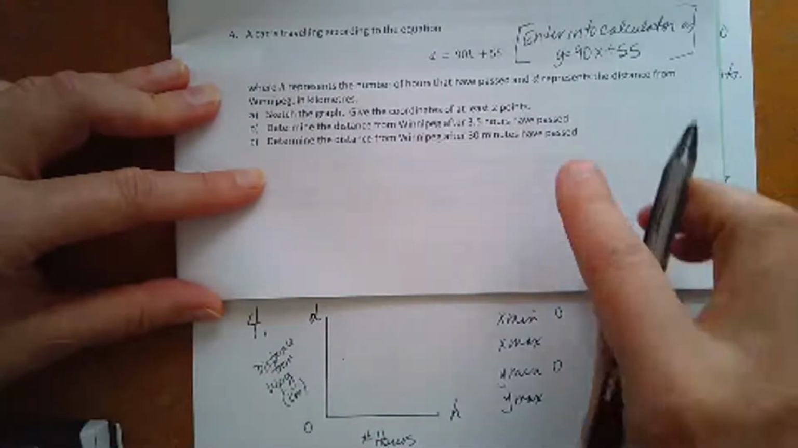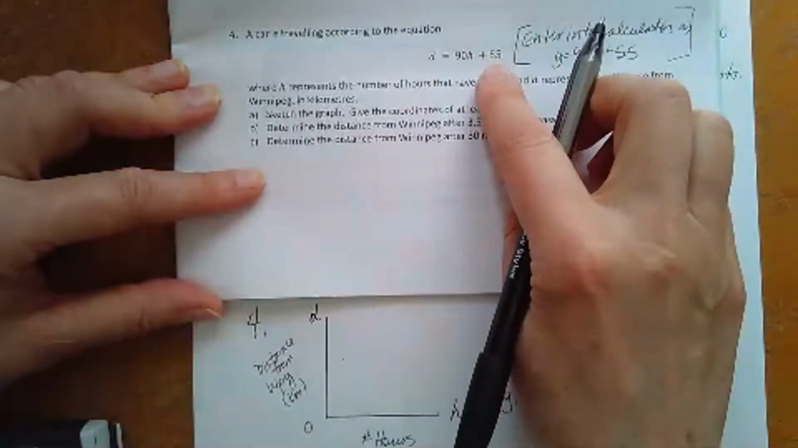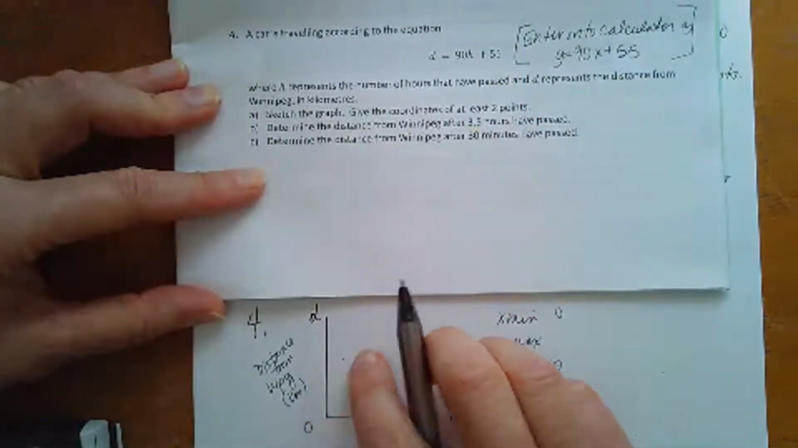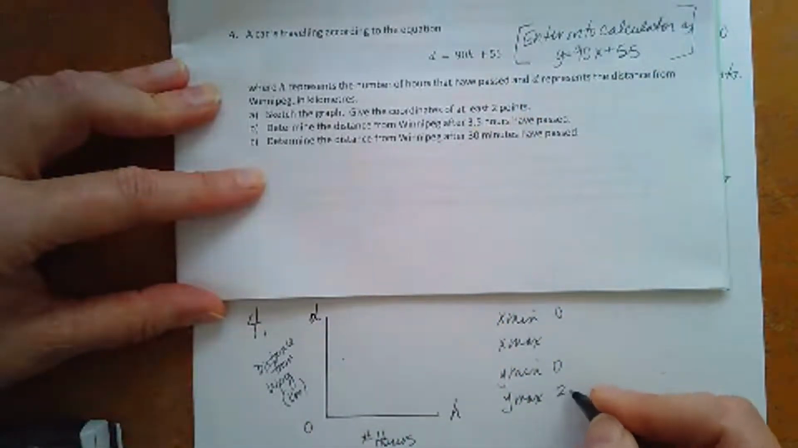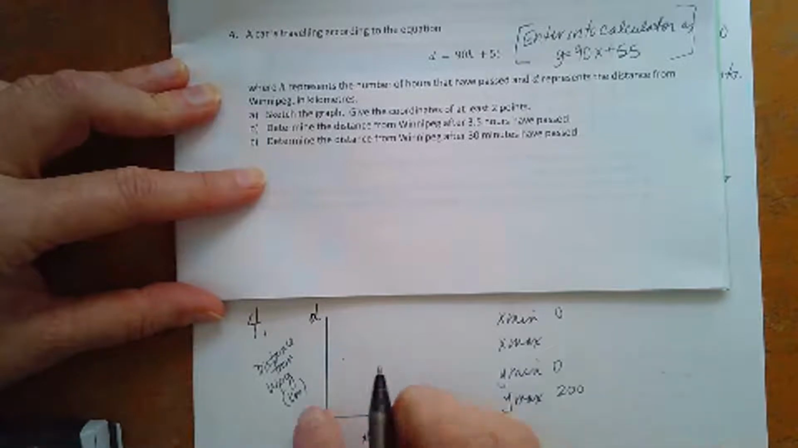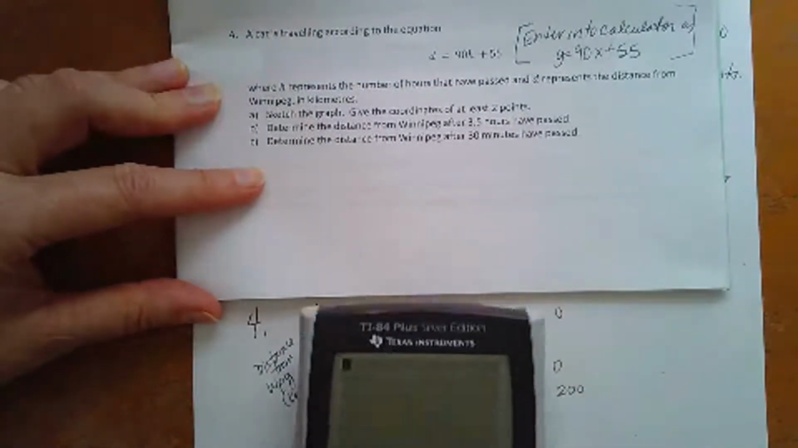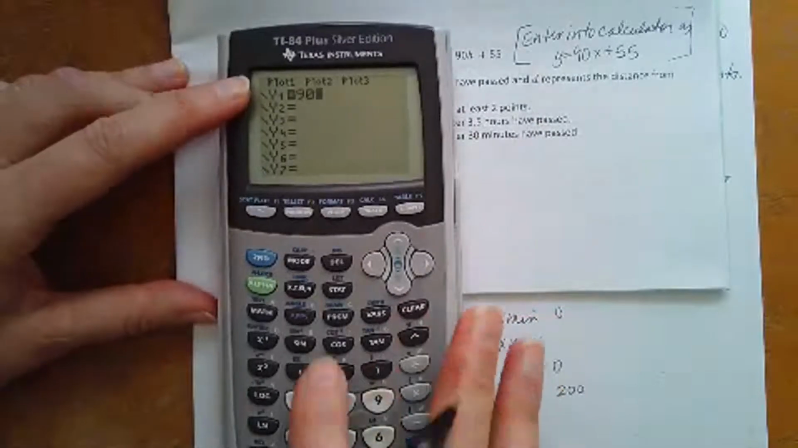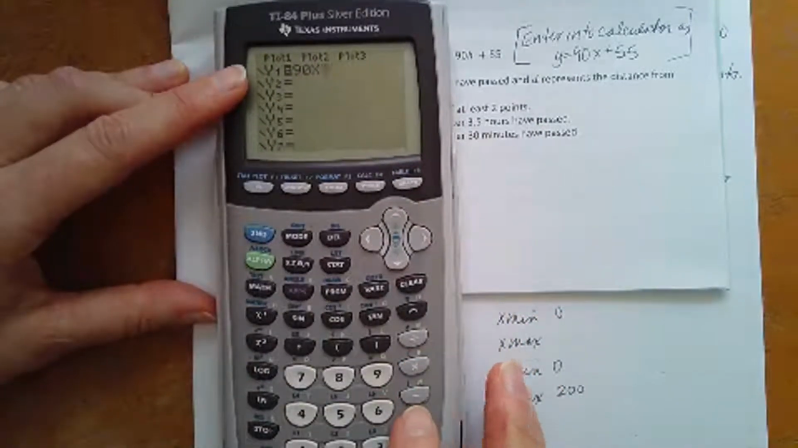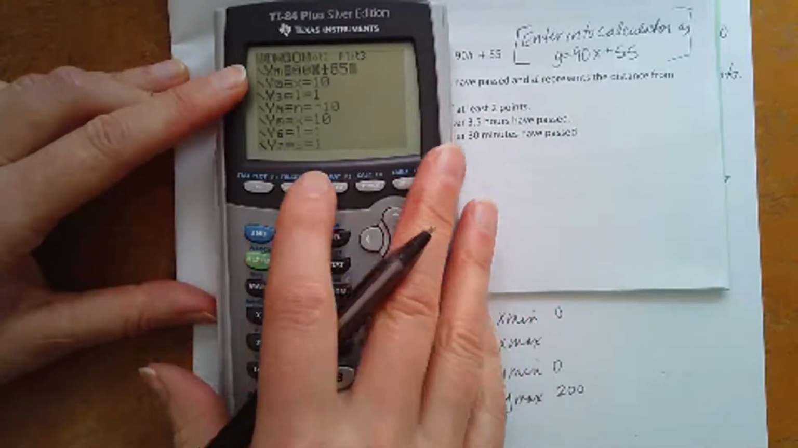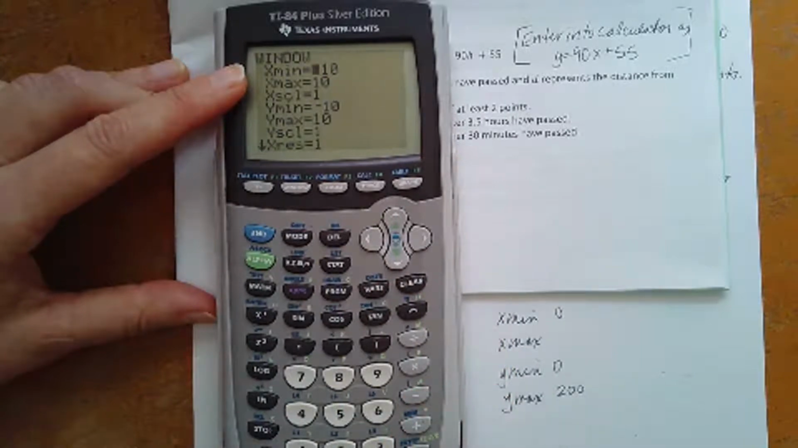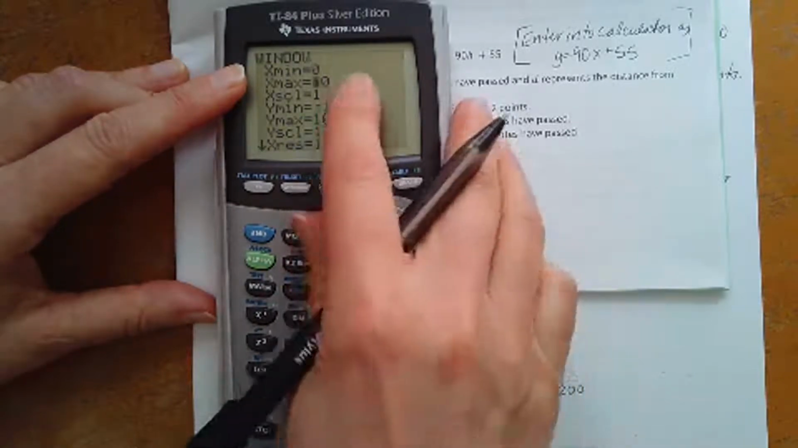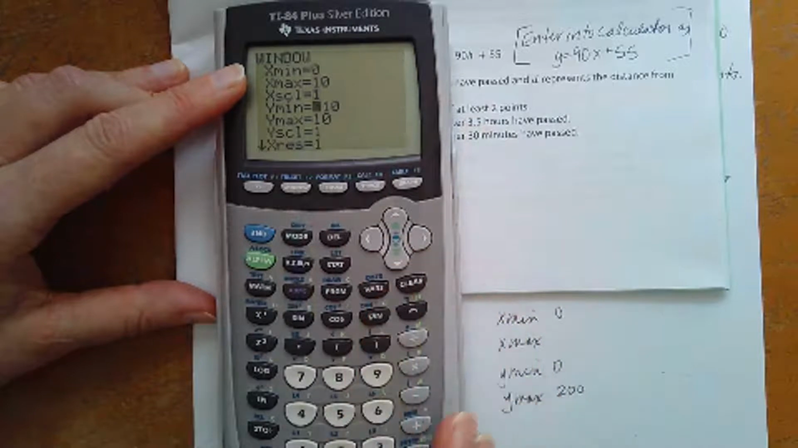But for Y max, let's see. I'm starting at 55 and getting bigger. I don't know. I'm going to go really big and just put a 200 in, like 200 kilometers. Okay, so enter into my Y equals screen 90X plus 55. I'm going to adjust my windows. I'm going to leave X max at 10 for now. I might have to go back and change it.